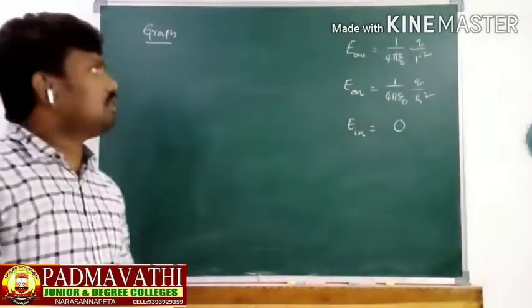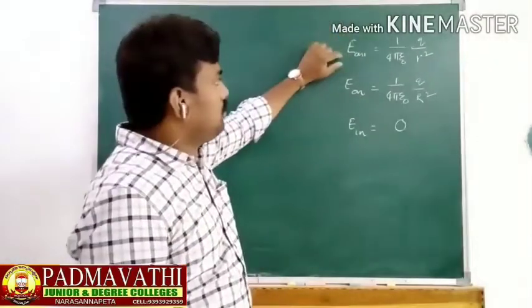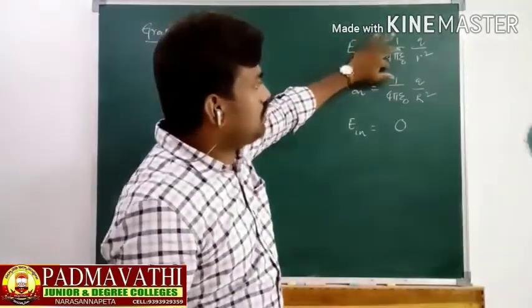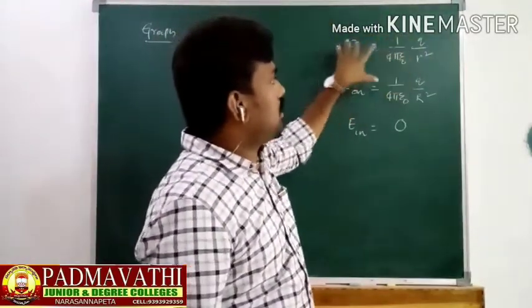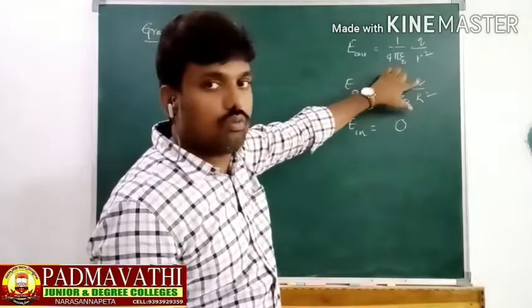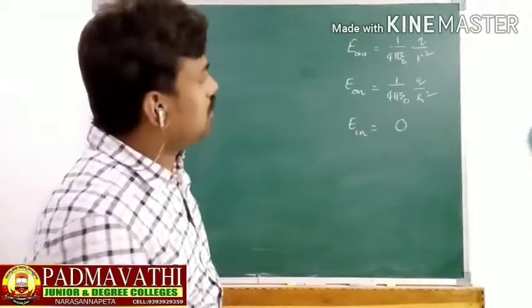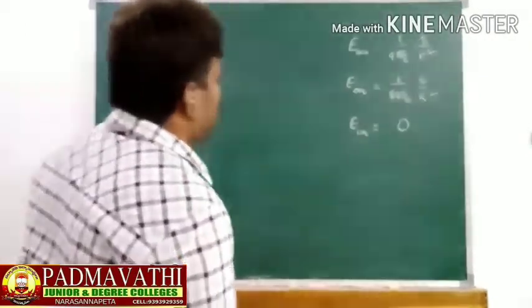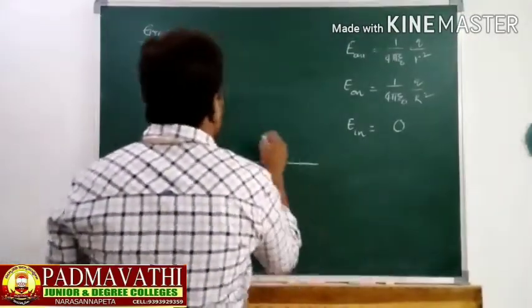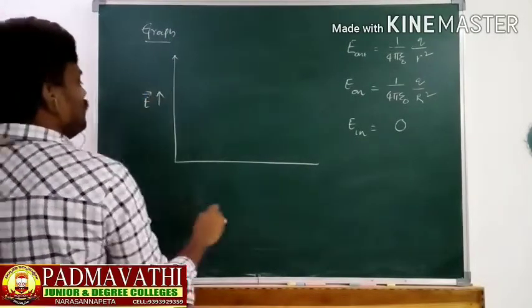So with these three results, we can draw the graph. The results are: E outside the shell, that means case 1, is 1 by 4 pi epsilon naught Q by r square, and on the shell it will be 1 by 4 pi epsilon naught Q by capital R square, and inside the shell it will be 0. So we have to draw the graph here. If you want to draw the graph, look at this. The electric field intensity is taken on the y-axis. So this is the electric field intensity E bar, and now this is the distance.